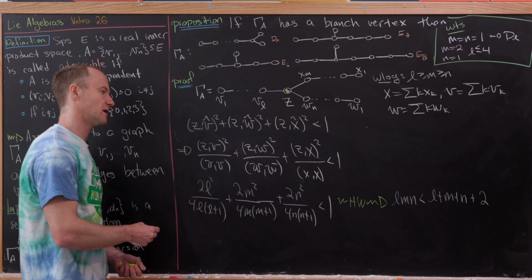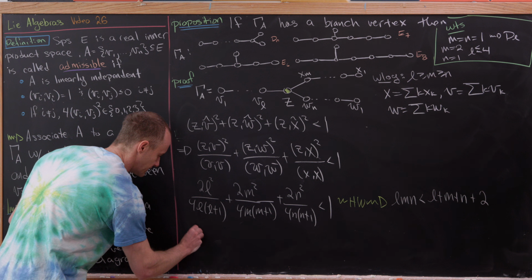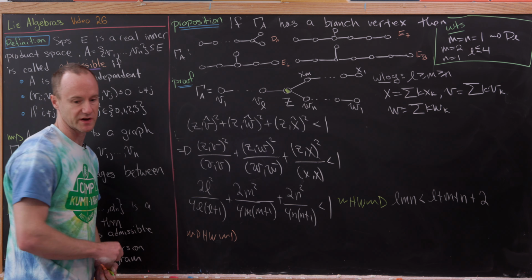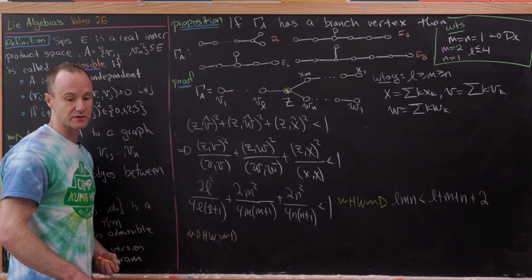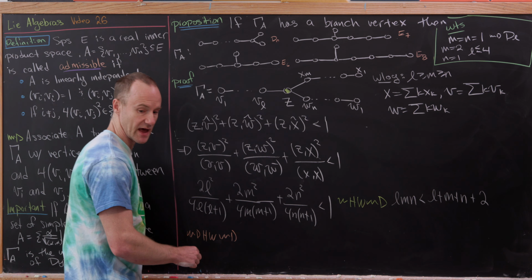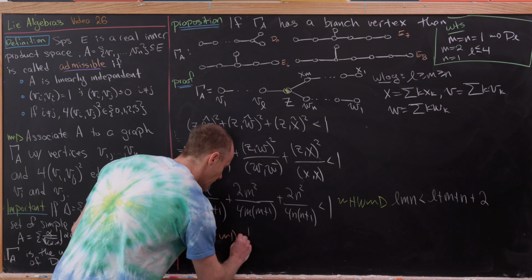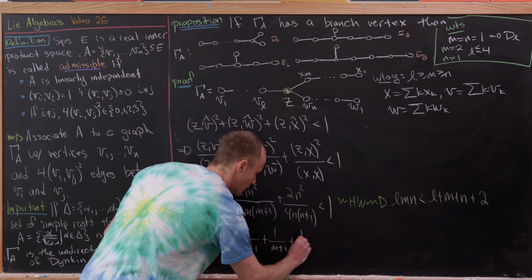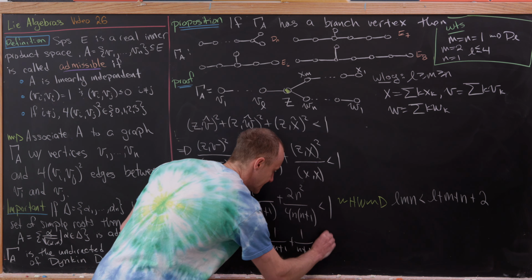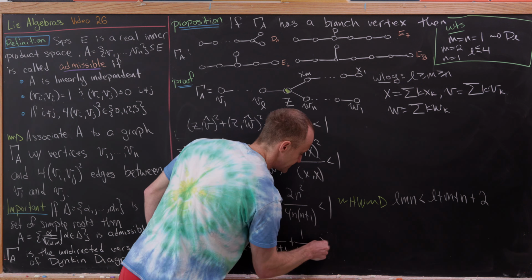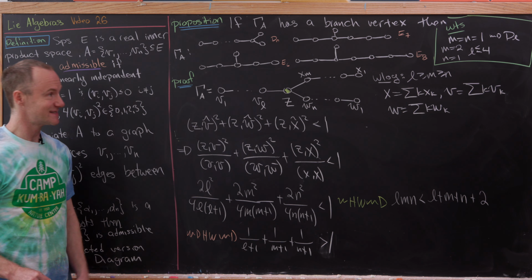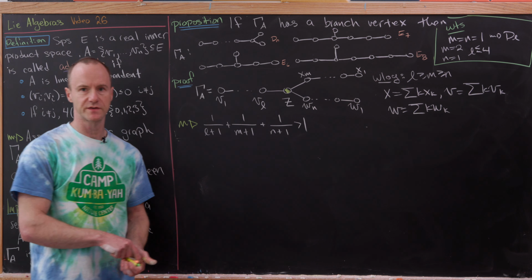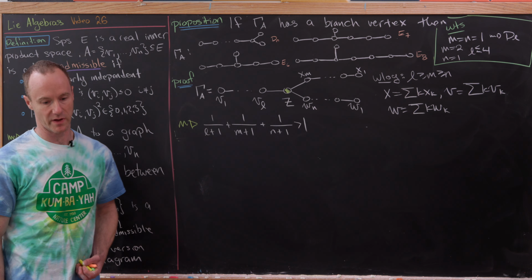But then another little spout of symbolic manipulation, which again I'll leave as a homework exercise, will bring us to the following inequality: 1 over L plus 1, plus 1 over m plus 1, plus 1 over n plus 1 is bigger than 1. And this is the inequality that's going to take us to the end. So let's see how that goes. Okay, so this is the inequality that we ended up with.